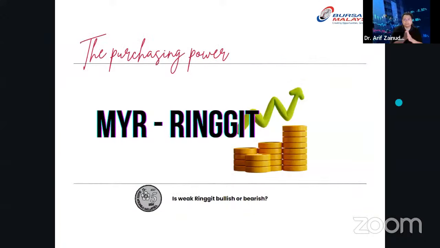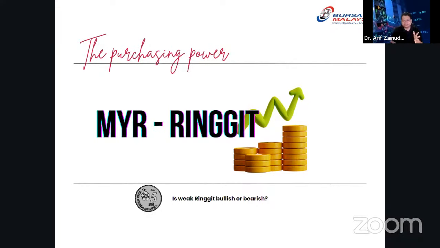The second last topic for tonight is the Malaysian ringgit. If you remember, when I explained the contract specification of FCPO, what was the pricing unit? The pricing unit for FCPO is in ringgit, right? Since we've been seeing the ringgit becoming weaker and weaker, even though we see some nice recovery after PRN, the question is: is a weak ringgit bullish or bearish?